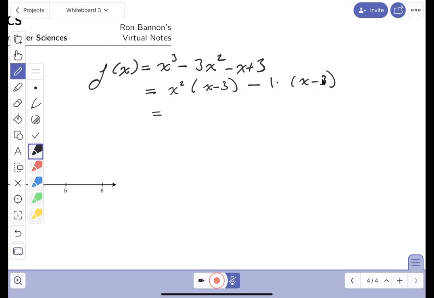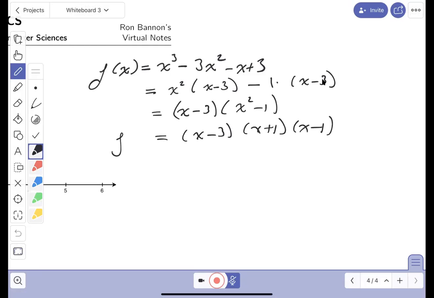Then what do we do? Well, there were 4 terms. Now there's 2 terms. Those 2 terms have a factor in common, x minus 3. What's left over? X squared minus 1. Continue to factor it. What do you get? X minus 3, x plus 1, x minus 1. And this is f of x again. All of them are f of x.